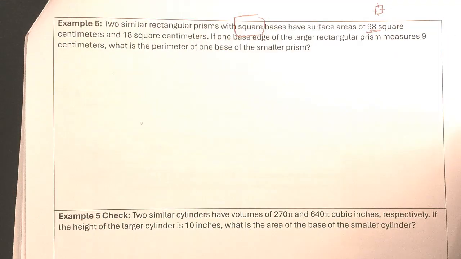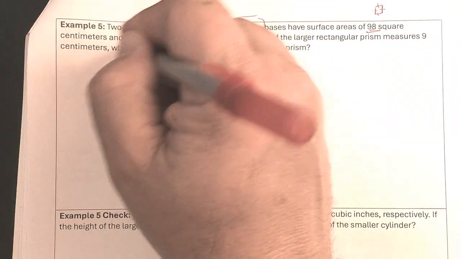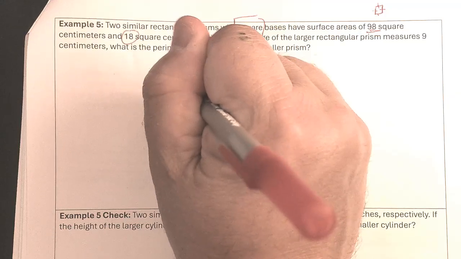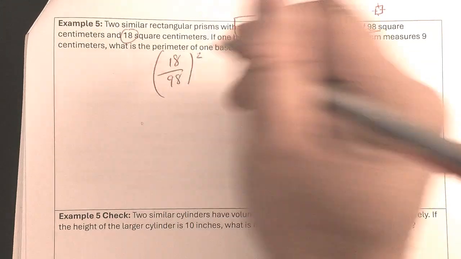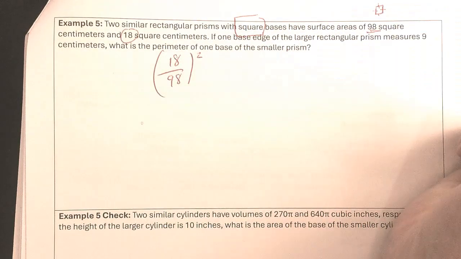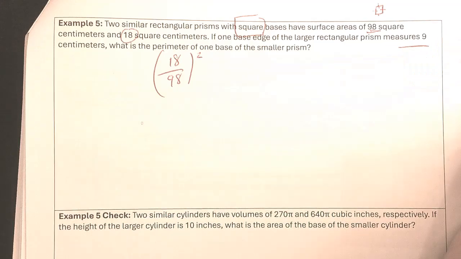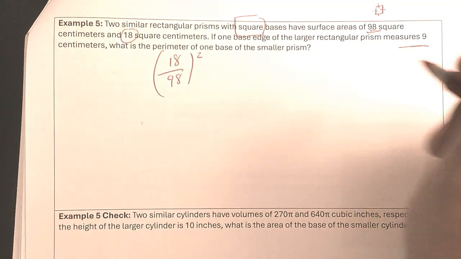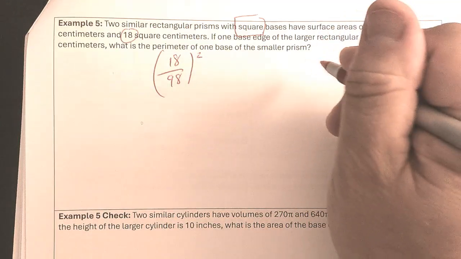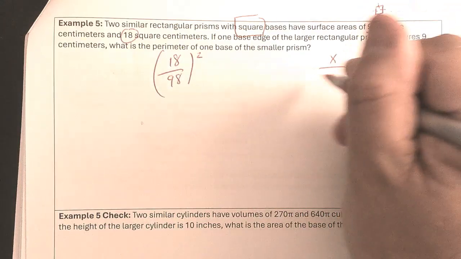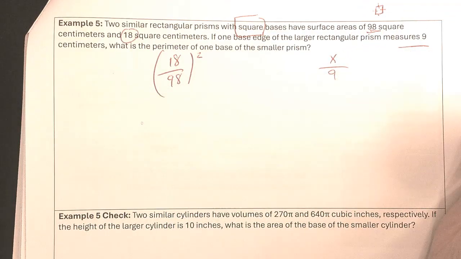And let's see, the other one is 18. So new to old is 18 over 98. Now these are surface areas. So surface areas is going to be squared. So if we want the scale factor, we're going to have to take the square root. Now we have 9 for 1. So we're looking for the smaller. So we went new over old.